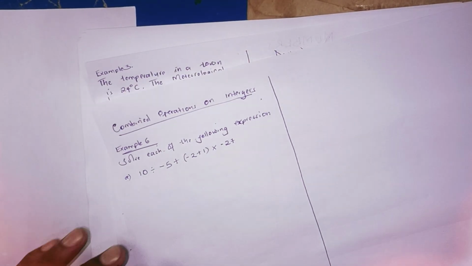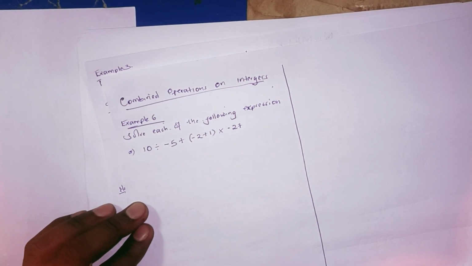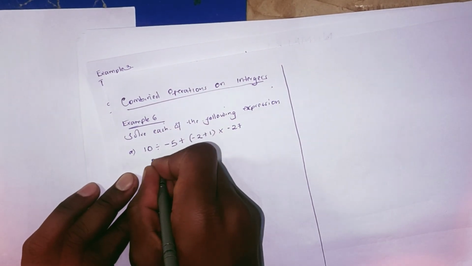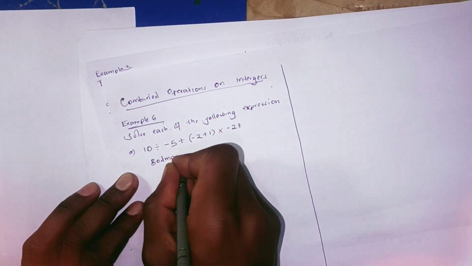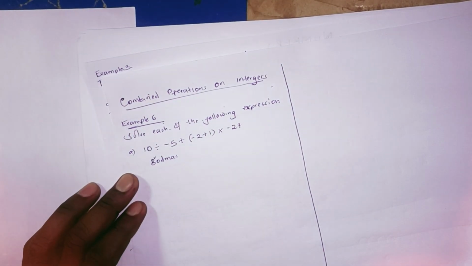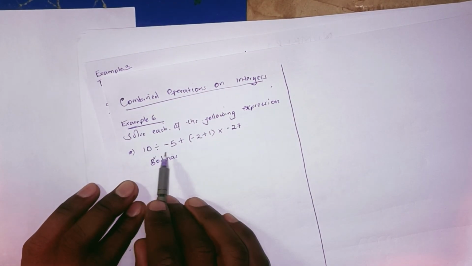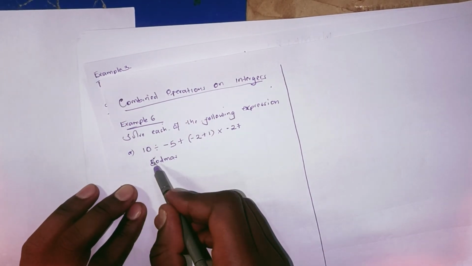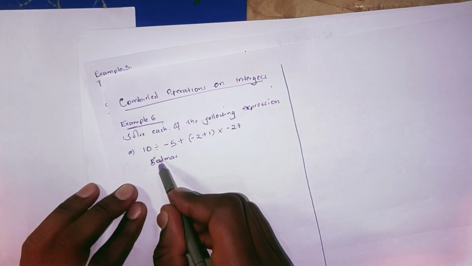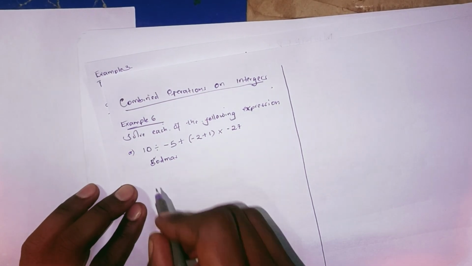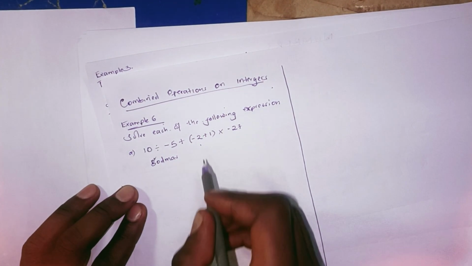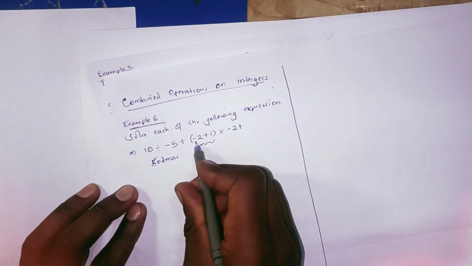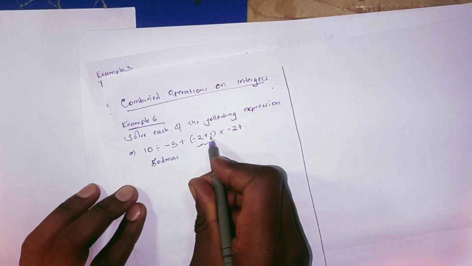Now, if I have a problem like this one, how am I supposed to tackle it? I have to use the BODMAS rule because of the mixed operations of division, multiplication, and addition. This rule says that B, the bracket, I have to deal with first. What is in this bracket first? It is negative 2 plus 1.